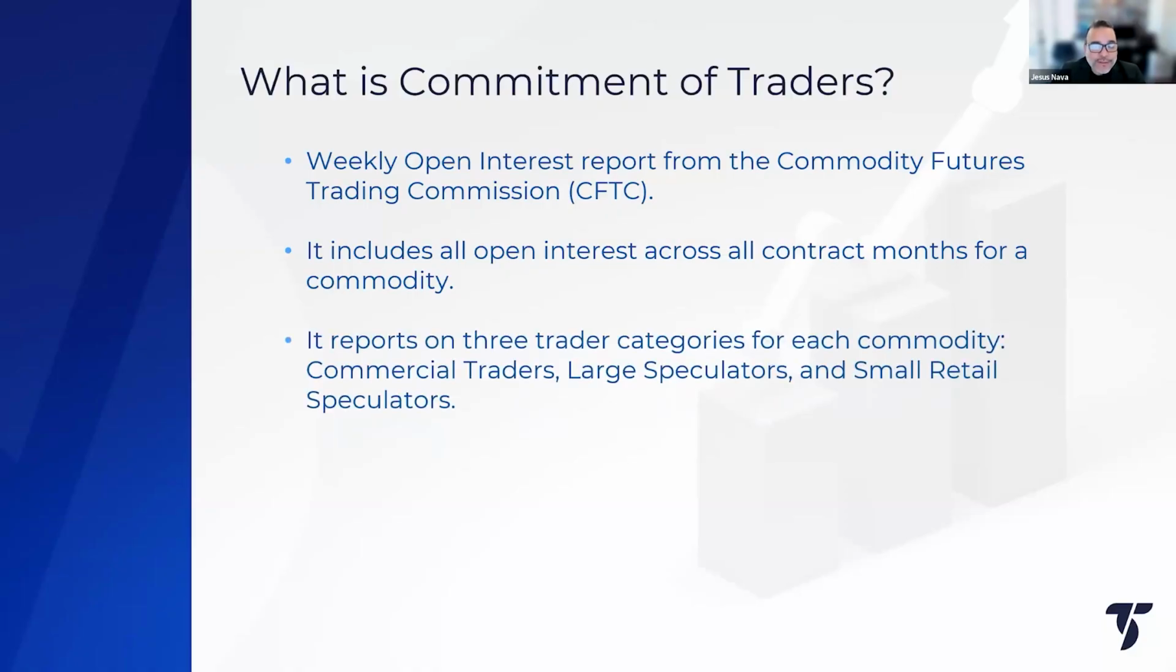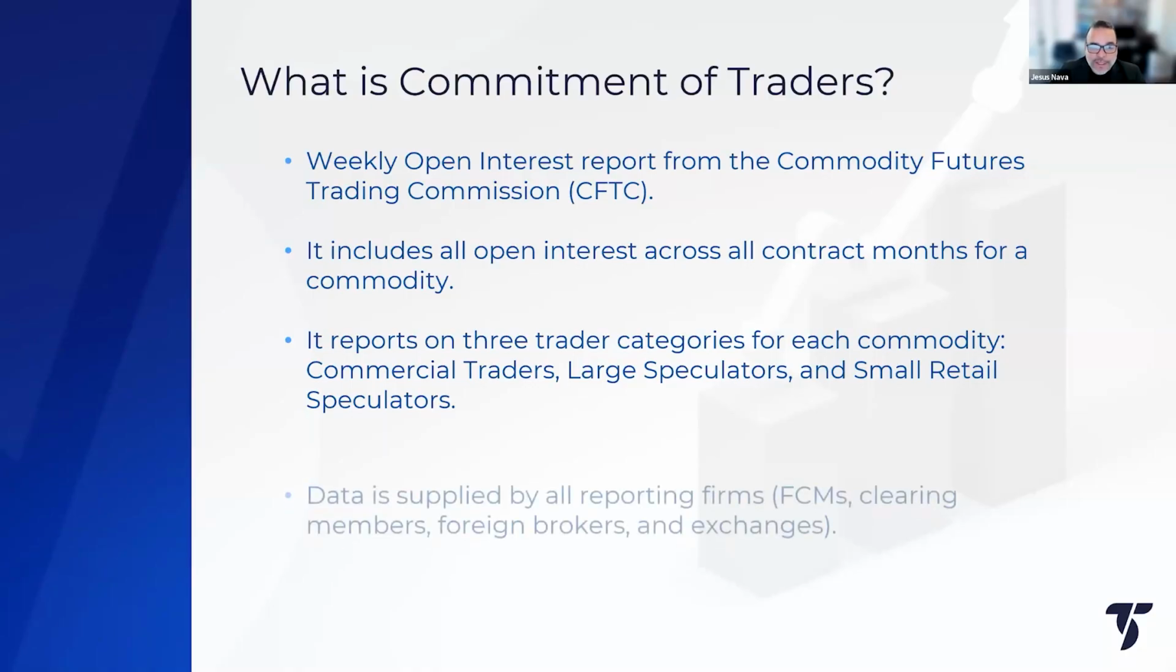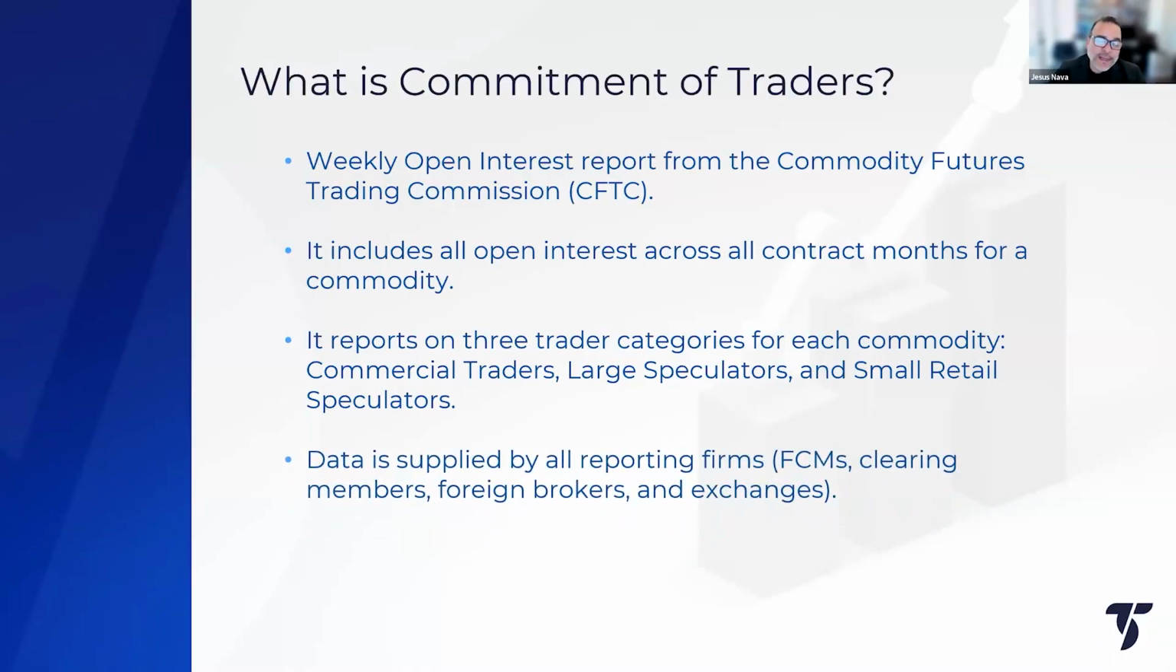It reports on three trader categories: commercial traders, large speculators, and small retail speculators. We're going to talk in more detail about what each of these groups represents, but there are three main categories that are very specific to this report. The data is supplied by all reporting firms. That includes TradeStation, futures commission merchants, clearing members, foreign brokers, and exchanges. So we all have to report this data to the CFTC, and they compile all the data for their report.